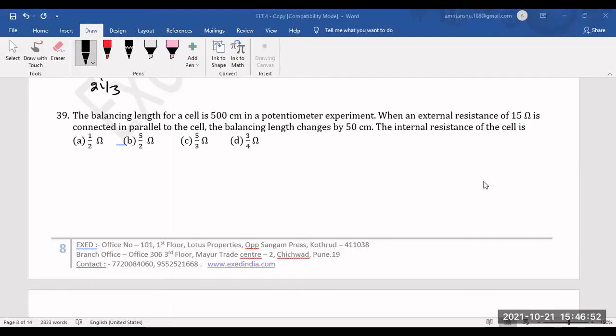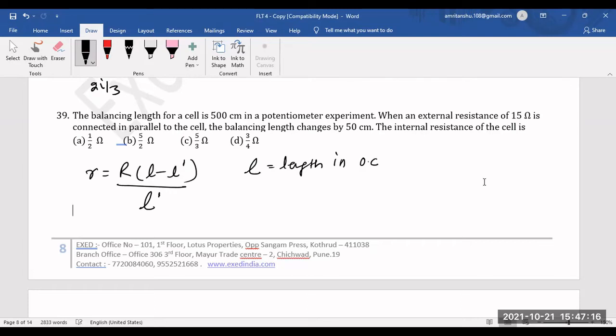So this is a directly formula based question, and we can see here the formula for internal resistance is r = (L minus L dash) upon L dash times R. Here L is length in open circuit. Open circuit means there's no current flowing, or when the external resistance is not taken into consideration. L dash is the length when external resistance is taken into consideration.